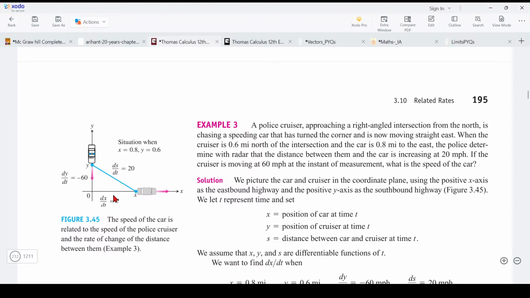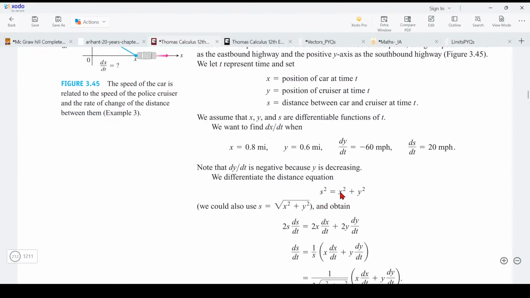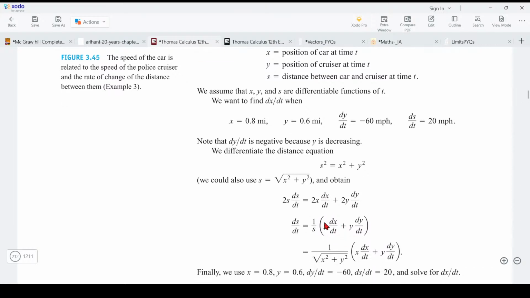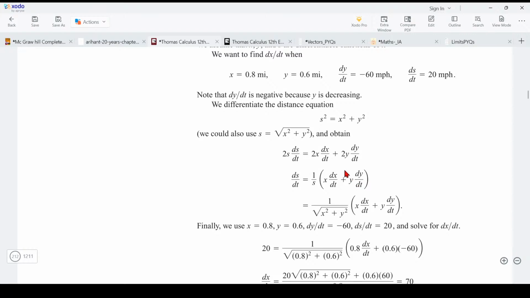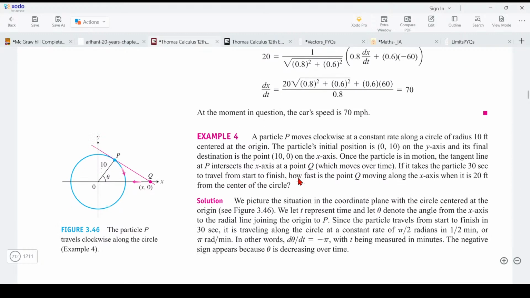So this is a right angle triangle, and basically we have to relate these. We have to write s as a function of y and x. So what do we do? x square plus y square equals s square, right? We know that. So we just differentiate: 2s ds by dt equals 2x dx by dt plus 2y dy by dt. We have expressed ds by dt in terms of x and y. Two of them are already given, we just need to find the other one.